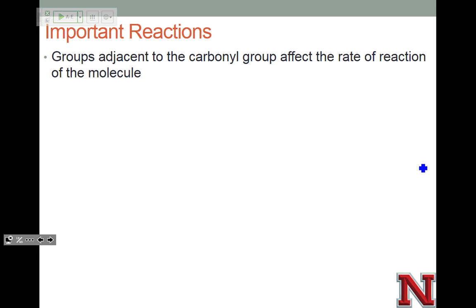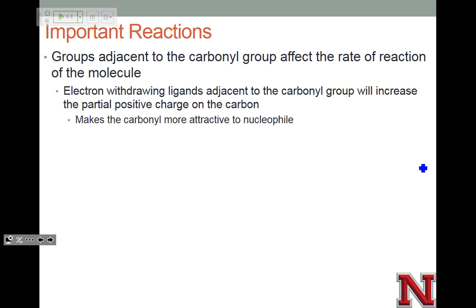Groups adjacent to our carbonyl group can affect the reactivity of our molecule. Electron withdrawing ligands adjacent to the carbonyl group will increase the partial positive charge on the carbon because it makes that partial positive charge more unstable. Basically, we're pulling electrons away from the partial positive charge, so that will make the carbonyl more attractive to nucleophiles because we have a less stable positive charge. Remember, a carbon that has a positive charge means it only has 6 electrons. It wants 8, so it's really unstable already.